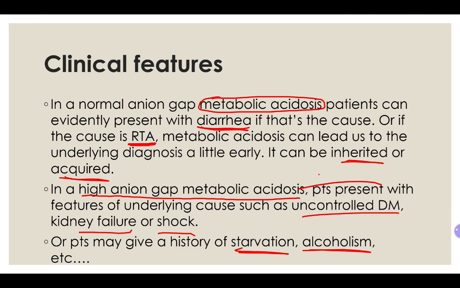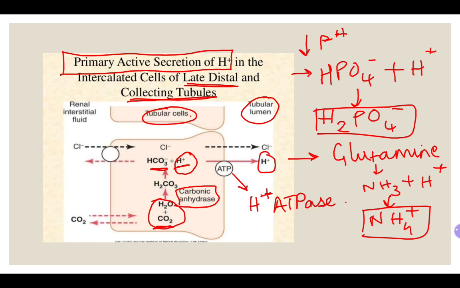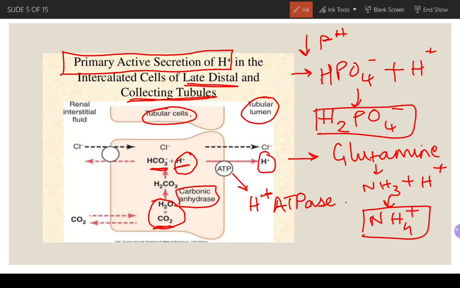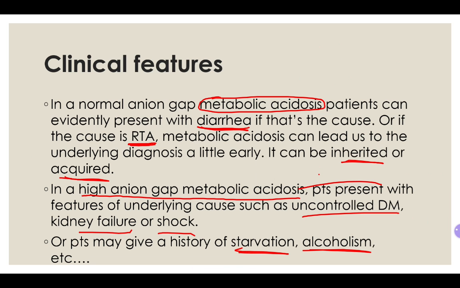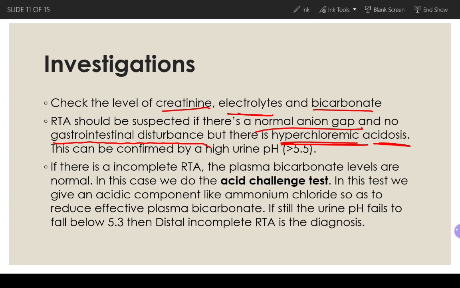So that you can see in this particular slide, wherein H plus and chloride are linked. Hence we say that if there is a hyperchloremic acidosis, you can confirm that it is RTA. And also you see the urine pH. So if the urine pH is more than 5.5, so when your H plus is not getting secreted, obviously your urine is going to be alkaline. So if the pH is more than 5.5, you can be sure that your diagnosis is RTA.